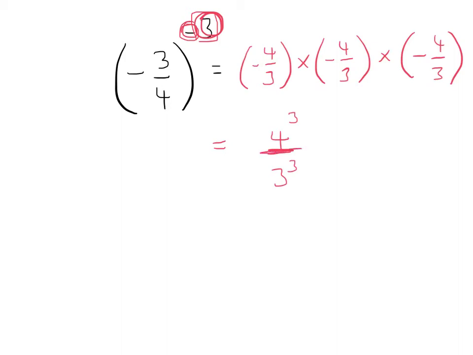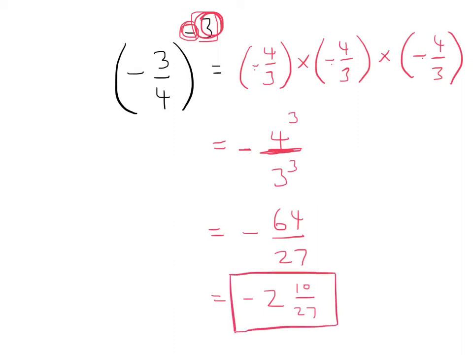So we've just got to think about what's going to happen with the signs. We've got a negative times a negative times a negative. Well, 3 negatives is going to make negative overall. So again, just simplifying out those numbers. Here we go, minus 2 and 10 over 27. Quite often in these questions, a top-heavy fraction is not really a major problem, but some people like to put their answers as mixed numbers instead. So they're both equally correct answers.